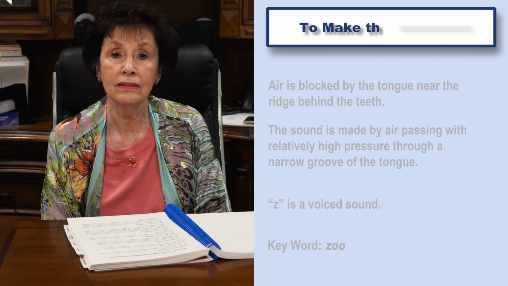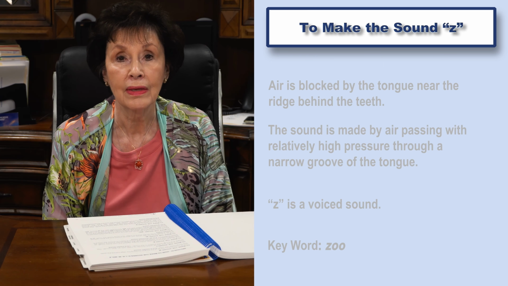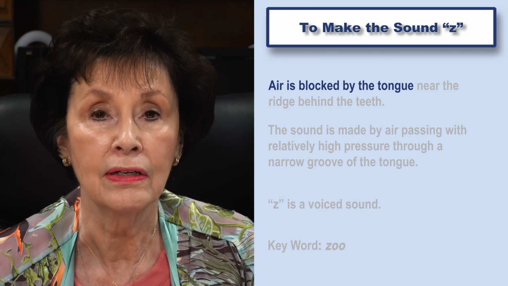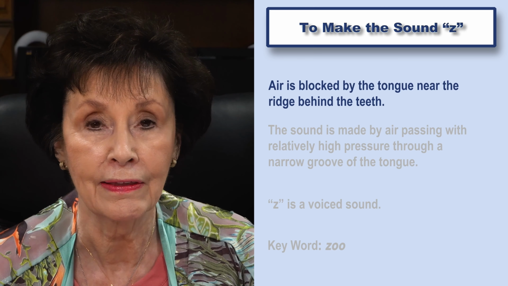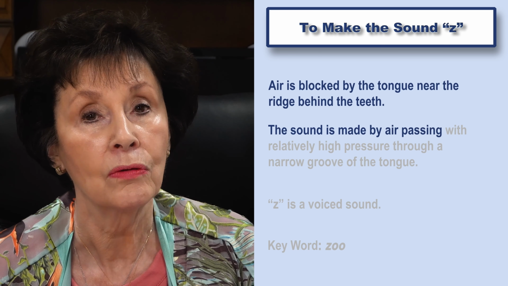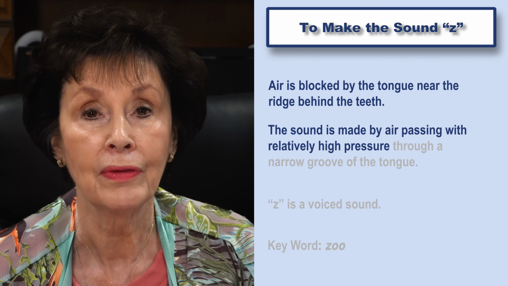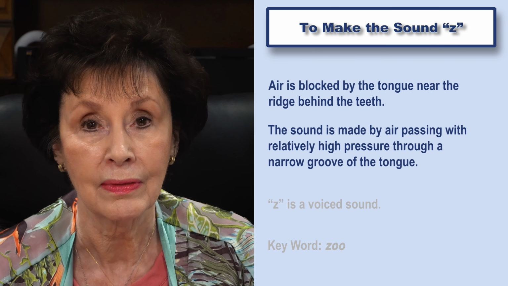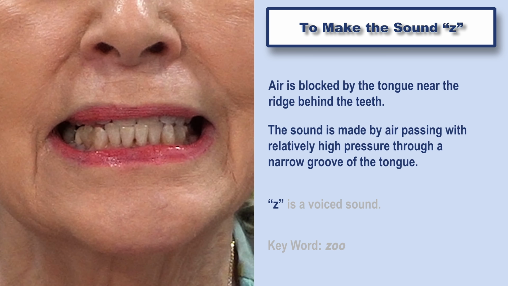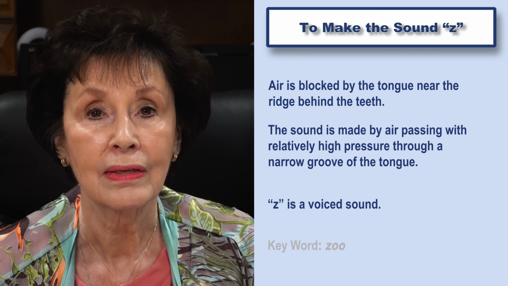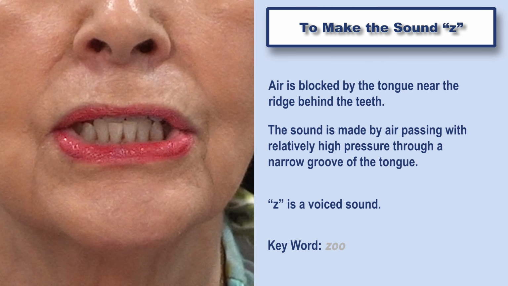To make the sound of the letter Z, air is blocked by the tongue near the ridge behind the teeth. The sound is made by air passing with relatively high pressure through a narrow groove of the tongue. Z is a voiced sound. Keyword, zoo.